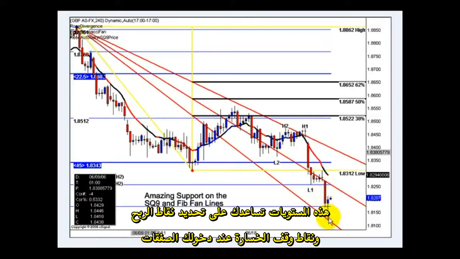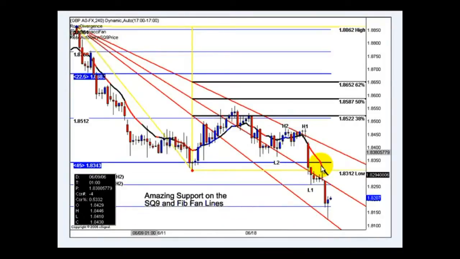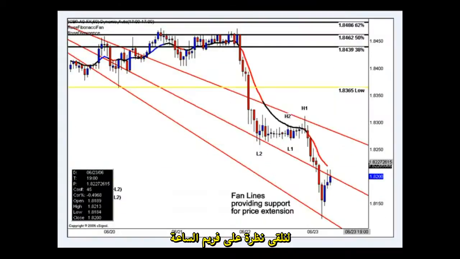So with these lines drawn in here from the scripts, you have a good idea of where to place targets for your trades and then where to be placing stops as you enter a trade, in this example short. So that's trading on the 240. Let's now look at the 60.